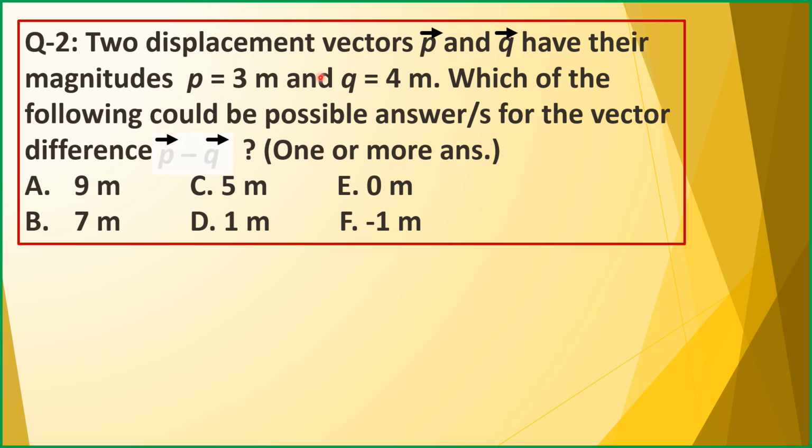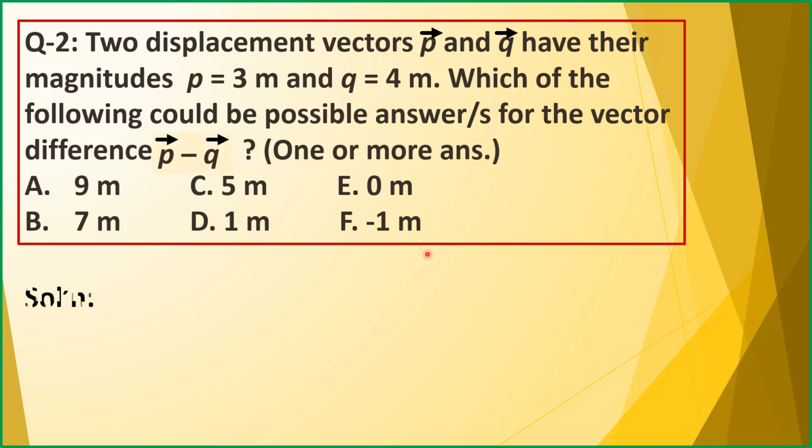Question number 2. Two displacement vectors, vector P and vector Q, have their magnitudes P equals 3 meters and Q equals 4 meters. Which of the following could be possible answers for the vector difference, vector P minus vector Q? We expect one or more answers. So these are the options. Letter A, 9 meters, letter B, 7 meters, letter C, 5 meters, letter D, 1 meter, letter E, 0 meter, and letter F, negative 1 meter.